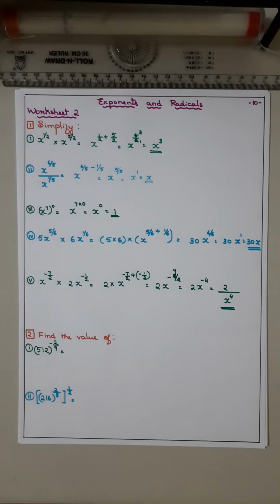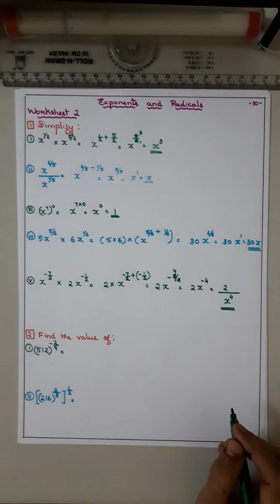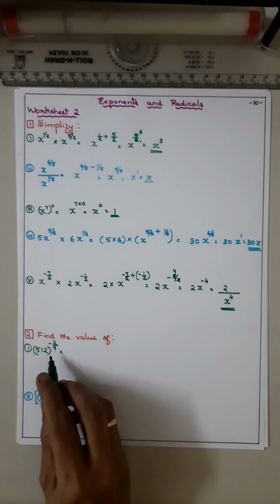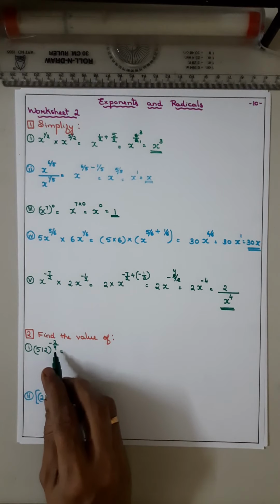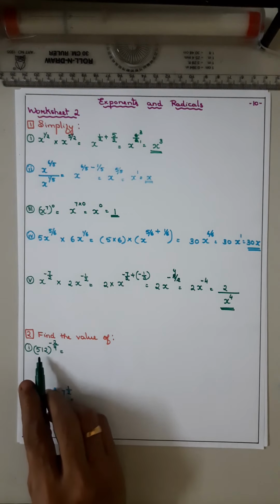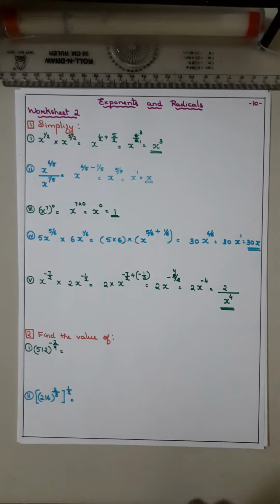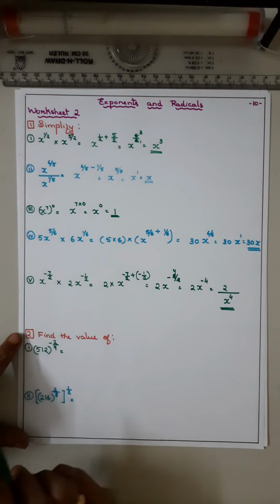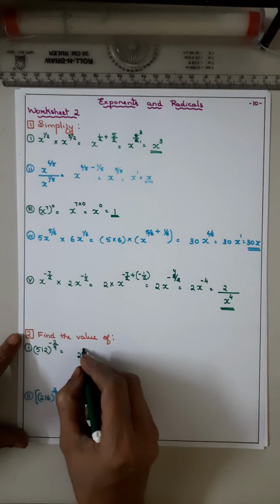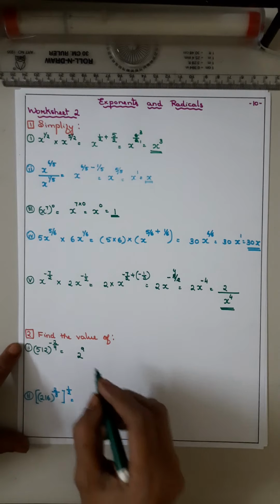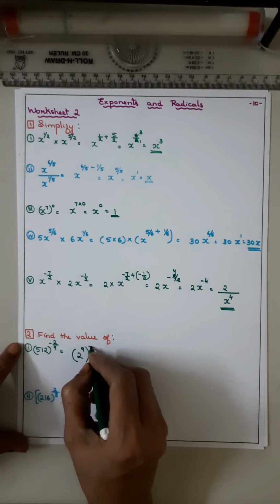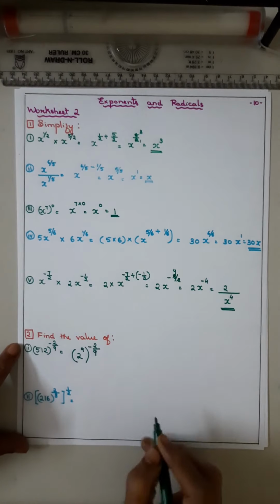Now, coming to the second question, find the value of 512, the whole power minus 2 by 9. Now, the denominator of the power is 9. So, convert 512 to the power 9. 2 to the power 9 is 512. The whole power minus 2 by 9.